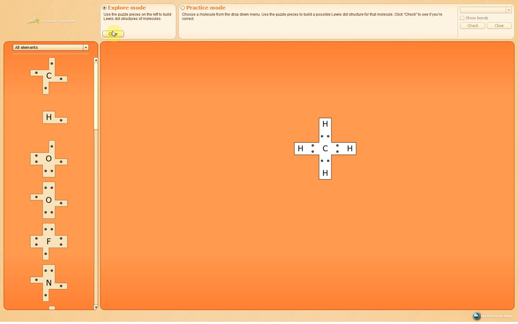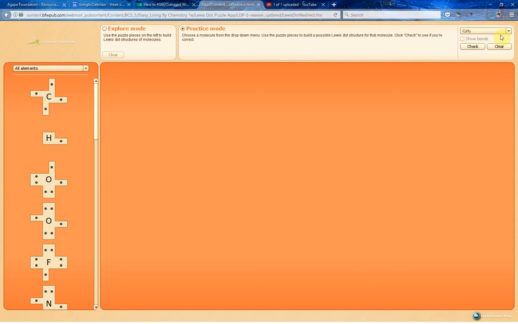So that's in the explore mode. You can create whatever you need in there. You can also go to the practice mode where they're going to give you some molecules to build. So here, for example, is C2H2. And when we go to C2H2, we can actually check and see if we got it right. So if we threw out 2 of these carbons that we normally build with, and we bond them together, we still need 6 hydrogens to go around that. So that's not going to work.